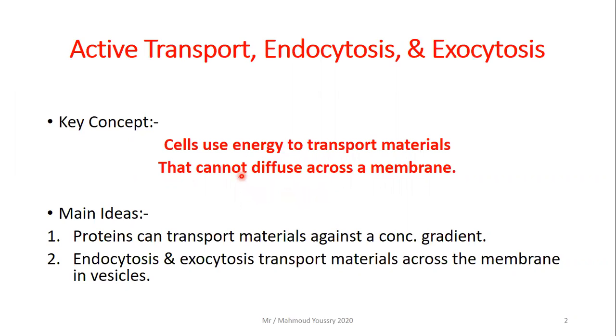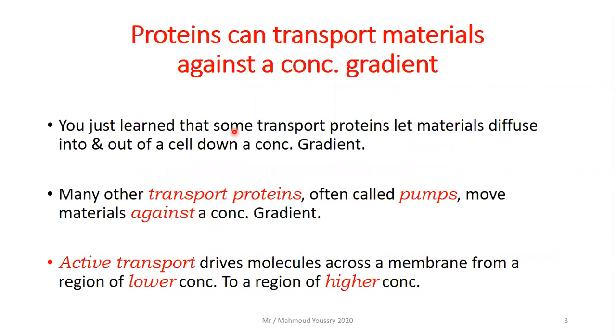We already know what diffusion is, and it does not need energy to pass molecules in and out of the cell. So today we will talk about the molecules that need energy from the cell to transport these materials in and out. Our main ideas: number one, proteins can transport materials against a concentration gradient. We already know the meaning of the concentration gradient. Number two, endocytosis and exocytosis transport materials across the membrane in vesicles. So let's start. The first one, proteins can transport materials against a concentration gradient.